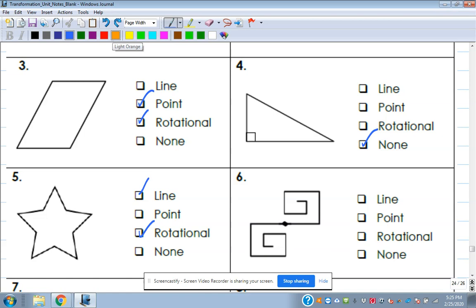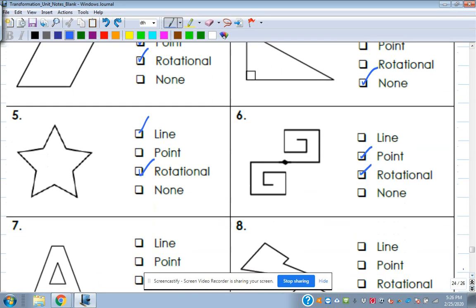Crazy looking figure there, number 6. Point and rotational. Remember, if it has point, it automatically has rotational. And it would not have line symmetry there. It doesn't match up even if you draw a diagonal. We want to think that if we drew that diagonal line right there, that it would match up, but it doesn't. It doesn't match up perfectly there, or really at all.